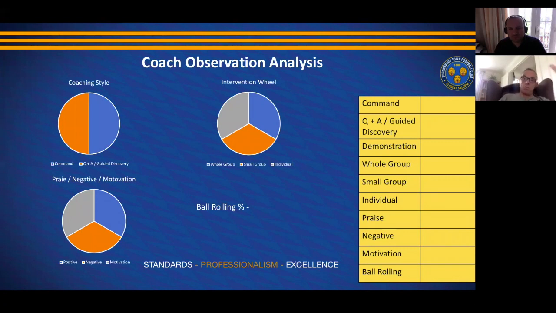A more formal observation will get more detailed feedback. So they'll get observed for the full session. They'll be voice recorded, they'll be filmed, and then we'll use an analysis tool to break down that video in terms of what coaching style did they use, what interventions did they do predominantly, how much ball rolling was there, how much praise, etc. did they give. So they'll get some more specific feedback linked to what they saw, and then they can watch that back and they can use that as part of their reflection. Does that make sense? Yeah.